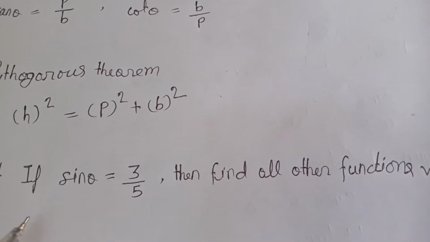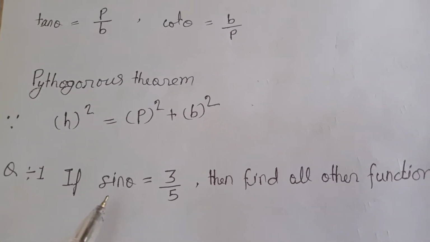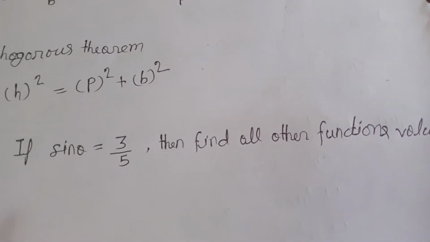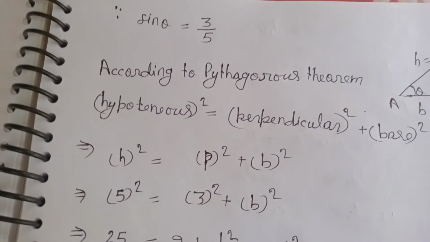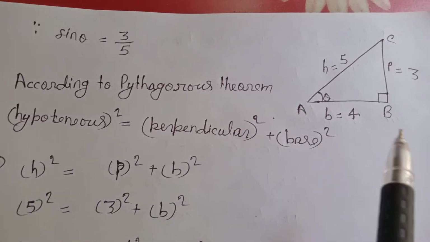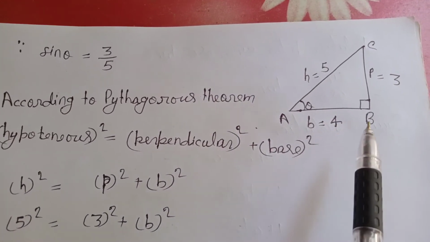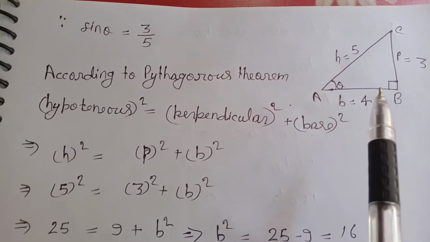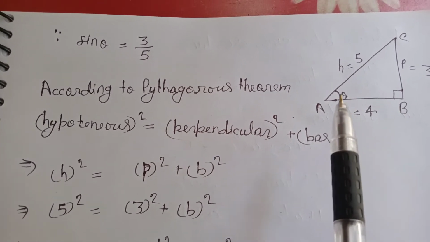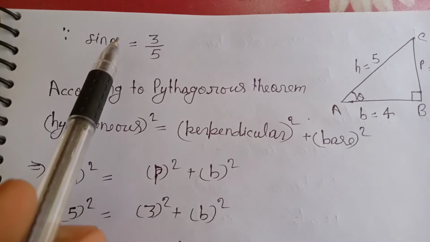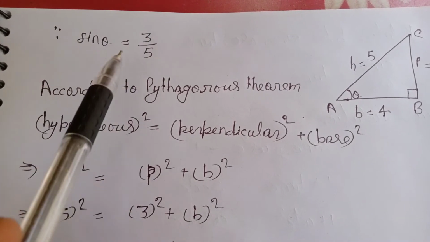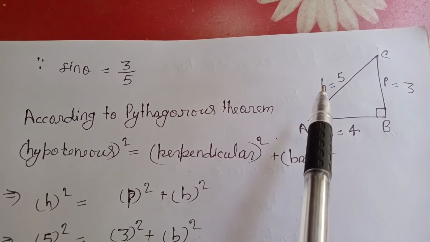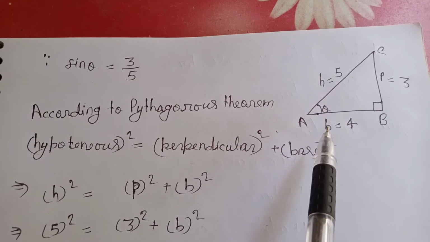Let us take a question. Question number one: if sin theta equals 3 by 5, then find all other functions' values. We draw a right angle triangle ABC. Angle ABC is 90 degrees, angle CAB is theta. Since sin theta equals 3 by 5, 3 is the perpendicular and 5 is the hypotenuse, so P equals 3 and H equals 5. We have to find B.